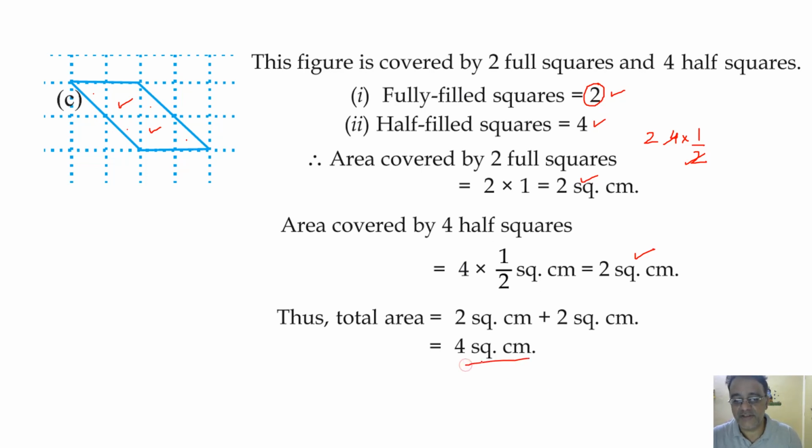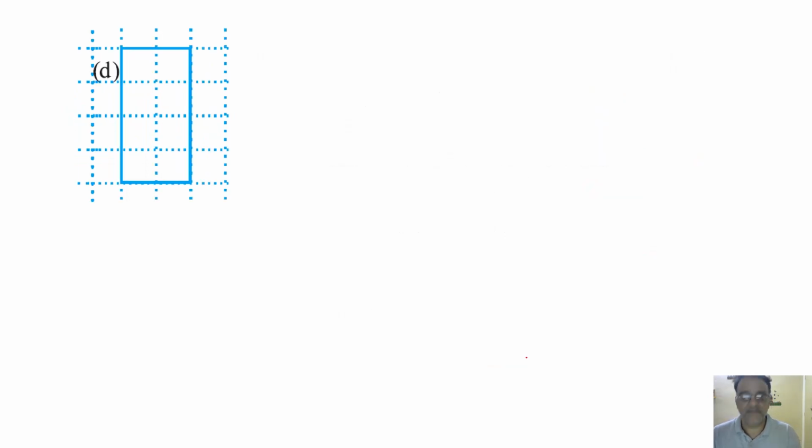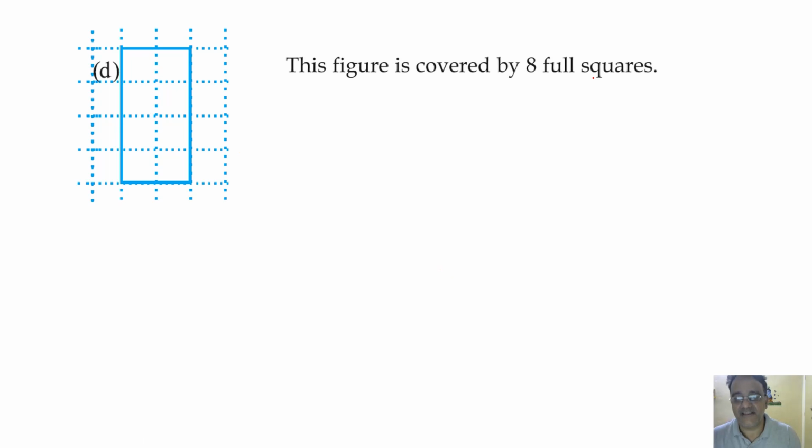Any doubt in this question? No sir, no doubt sir. Right. Now we are moving toward the D bit. So this is again very easy. You only have to count the fully filled squares. How many? 8 fully filled squares. So therefore area will be 8 into 1, 8 square centimeter.